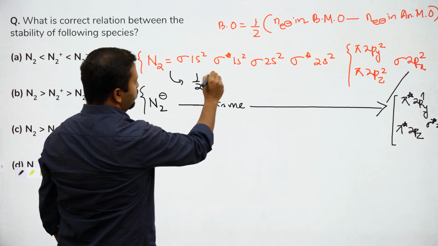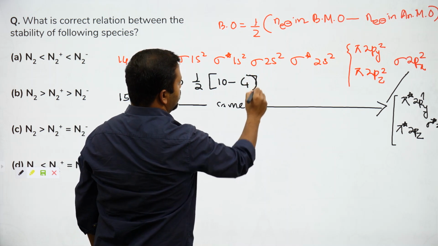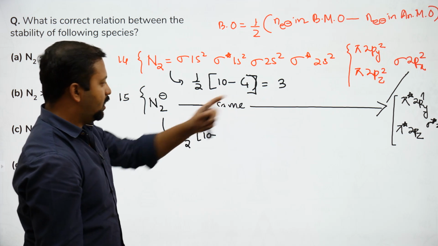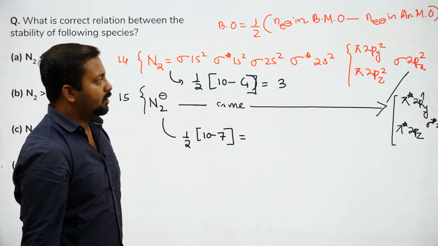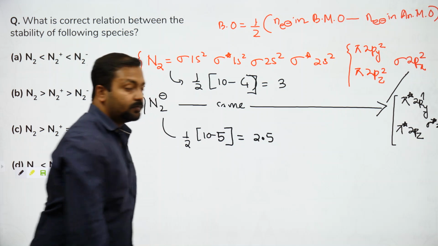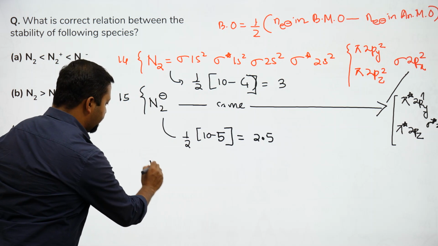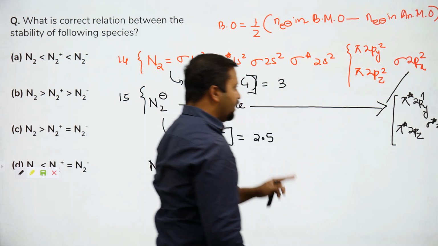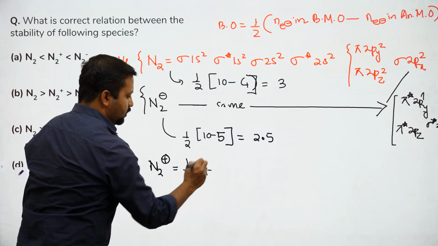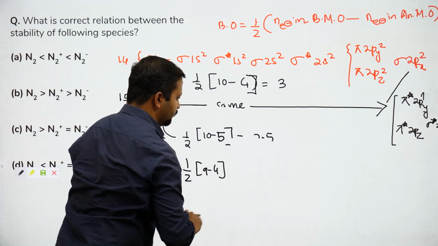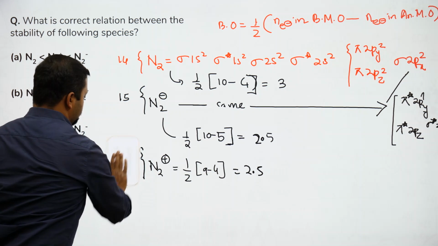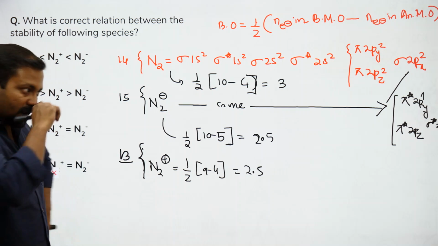Let's calculate over here. Half of 10 minus 4 is 3. Let's calculate in this case. Half of 10 minus 5, that gives me 2.5. I count the total number of anti-bonding electrons, it gives me 2.5. If I try to write N2 plus, I will remove an electron from here, and that will give me only 9 electrons in bonding molecular orbital. 9 minus 4, that also comes to be 2.5. For 13 electrons it comes to be 2.5.